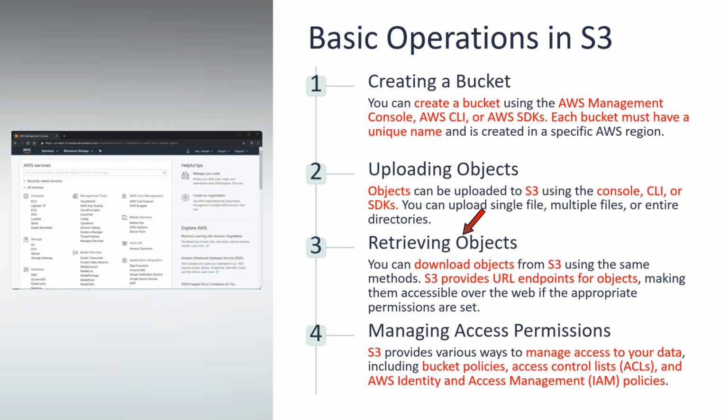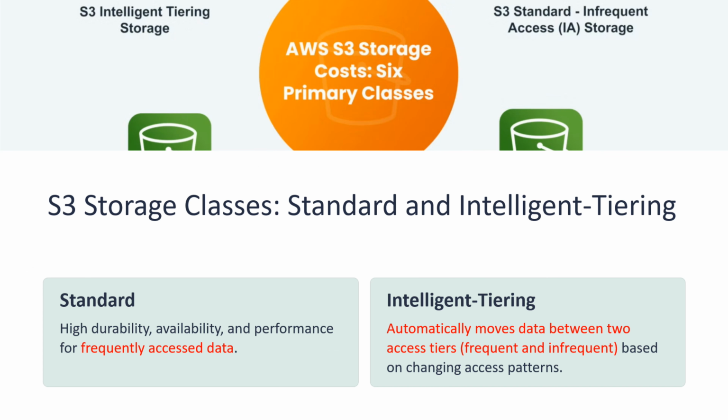Third point is retrieving objects. You can download objects from S3 using the AWS Console, CLI, or SDKs. S3 provides URL endpoints for objects, and we can access the URL over the web if the appropriate permissions are set. Fourth point is managing access permissions. S3 provides various ways to manage access to your data, including bucket policies, access control lists, and AWS Identity and Access Management policies.